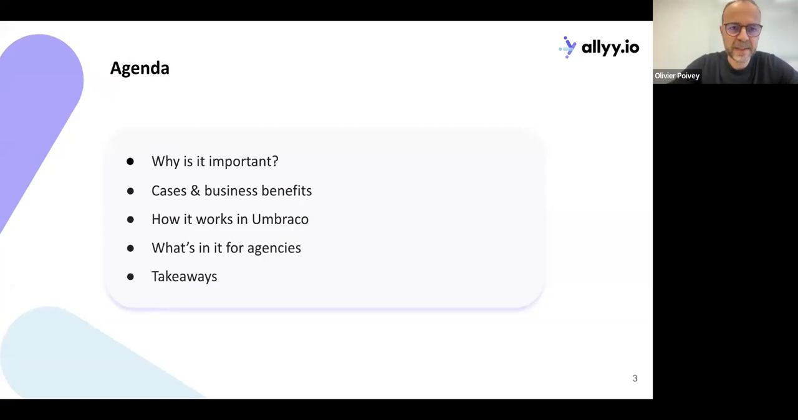So about the agenda, this is about making this website very relevant and very individual. Why is it important? Because, as we'll see, it's not only a nice to have, it's not only because it looks good or it's cool, but there are actually some metrics that we can influence here that make this very, very important. Then we will look at some cases and business benefits, illustrating some of the results some of our clients have achieved. Then we will see how it works with Umbraco. Very importantly, also what's in it for an agency to work in that way. And of course, not the least for their clients. And I will end the presentation with just a few takeaways as well.